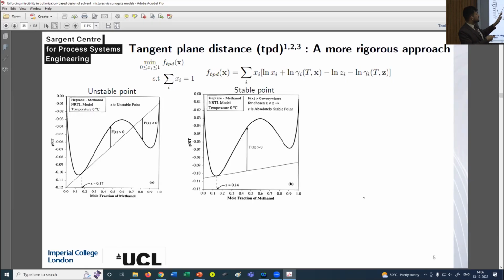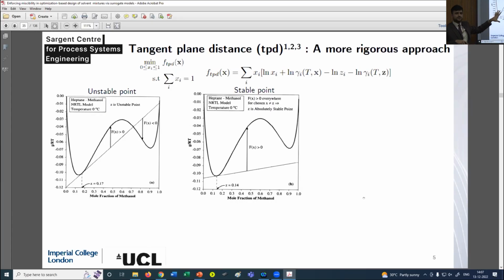So this is the plot for Gibbs free energy for a heptane methanol mixture at 0 degrees Celsius using the NRTL model. And on the x-axis, we have the mole fraction of methanol. So in this plot, we are trying to test for phase stability at the composition of 0.17 of methanol. And what we do is we draw a tangent to the curve of Gibbs free energy. And as you can see in this curve, the tangent intersects the curve for Gibbs free energy. So at some point, the distance between the curve and the tangent is negative. So in this case, this is unstable. So it would split in two phases.